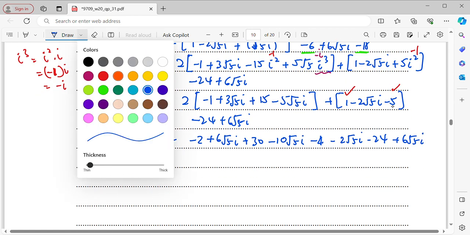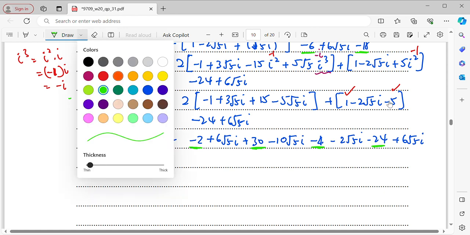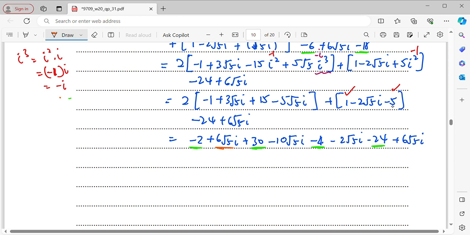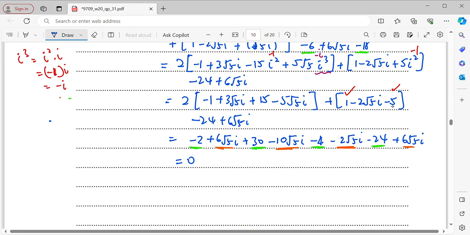Okay, so when you simplify this, minus 2 minus 4, minus 24 is already minus 30. Together with this 30, you get 0. Okay, and the same goes for the i terms. 6 root 5, 6 root 5, so it is 12 root 5. Then minus 10 root 5 minus 2 root 5 means it's another minus 12 root 5. So positive 12 root 5 minus 12 root 5 will be 0. So from here, at last I get 0.